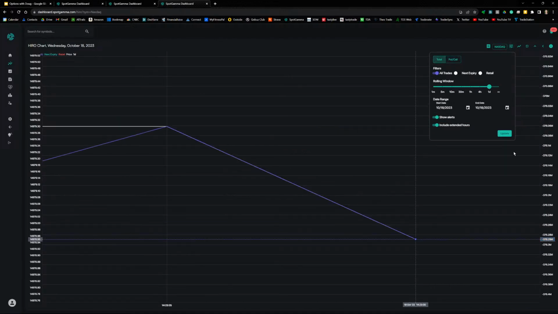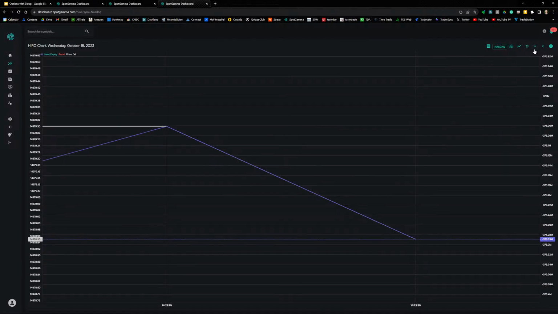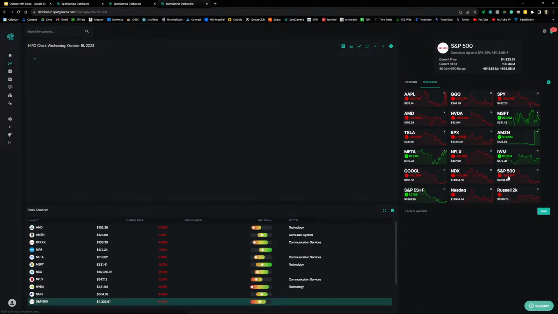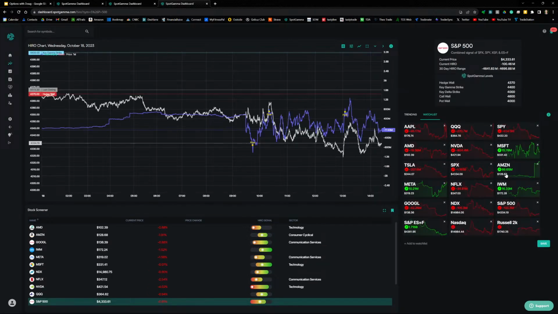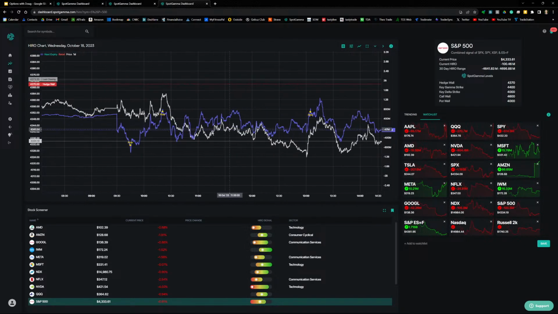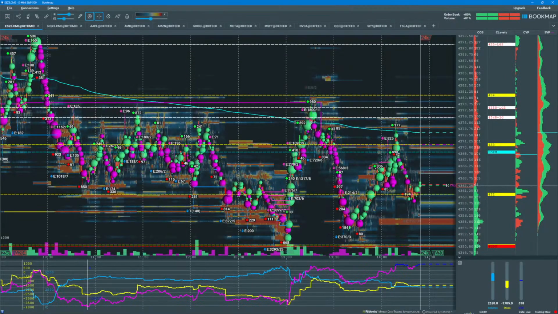And there it goes. Sorry, I did not do anything to cause that. That's a bug that I cannot seem to resolve, and SpotGamma cannot seem to resolve, at least for me. They have not been able to recreate it. Maybe it's something with my computer. All right, let's go to Bookmap. S&P 500 still within that triangle pattern.